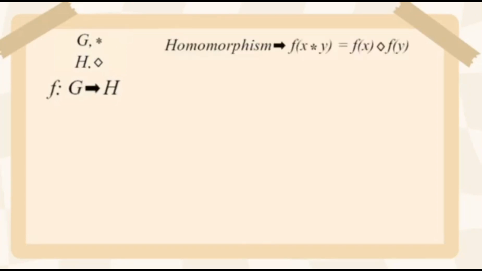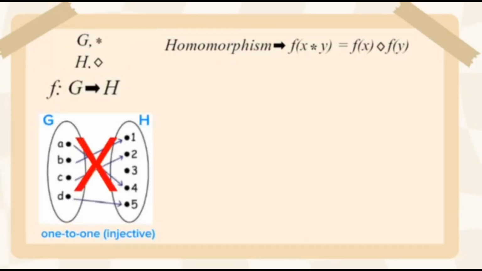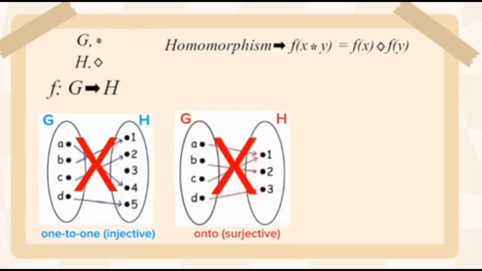Suppose we have two groups G and H and a homomorphism f from G to H. Recall that a homomorphism is a function f such that f(x * y) is equal to f(x) times f(y). Now, a homomorphism does not have to be one-to-one or injective, where every element in the codomain H is mapped by at most one element from the domain G. Similarly, f does not have to be onto or surjective, where every element of codomain H is mapped by some element of the domain G, which ensures that the entire codomain H is covered by the function.